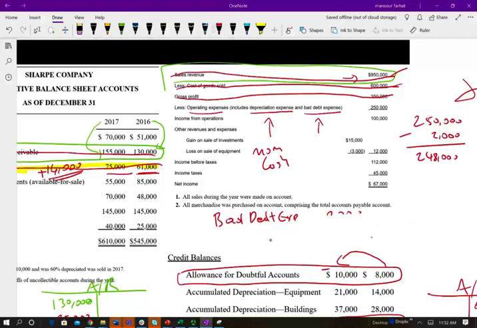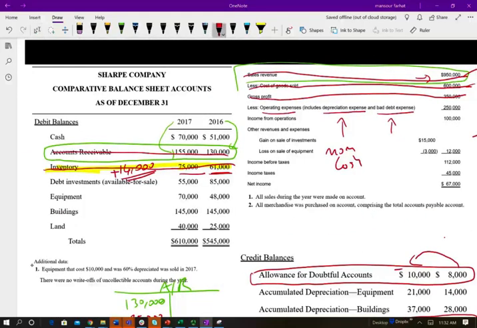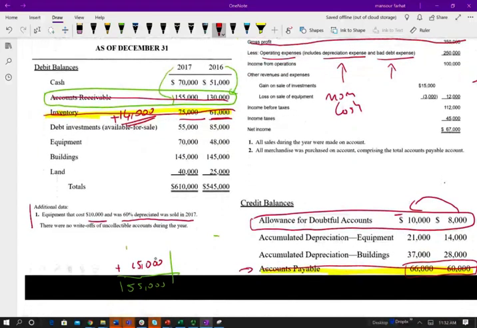And this is where I can start to turn this into an actual simulation. Why? Because I'm given additional information. I'm told that equipment costing $10,000 and was 60% depreciated was sold in 2007. Now, rather than give you this information, I can give you three things. I can give you the purchase paperwork, so I can tell you when we purchased this equipment. I can give you a contract. I can show you that we purchased this equipment for 10,000, but you have to read this contract to determine how much we paid for it.